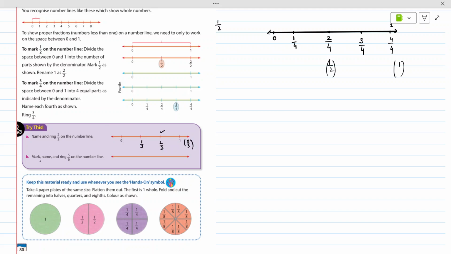Okay, next we have to name and mark 5 by 6 on a line. So what we are going to do here is 0, 1 by 6, 2 by 6, 3 by 6, 4 by 6, 5 by 6, 6 by 6, which is 1 basically. So we have to mark 5 by 6, which is this point. Okay, so I hope you have understood how on a number line we have to represent a fraction. We will see what is given to us in the denominator, and we have to divide it into that many parts. Okay, so this is how we have to draw it on the number line.